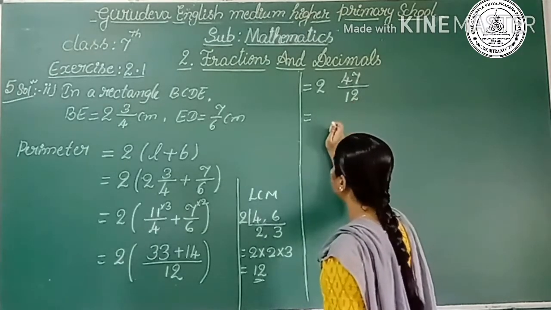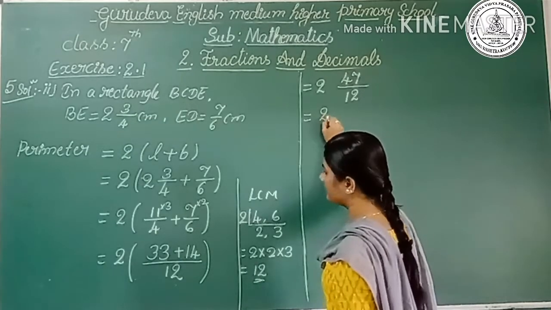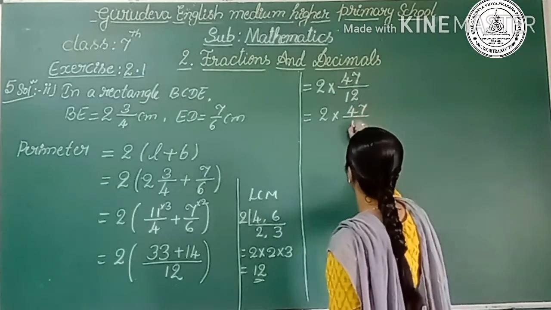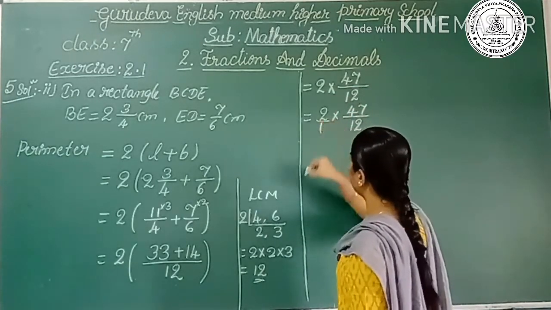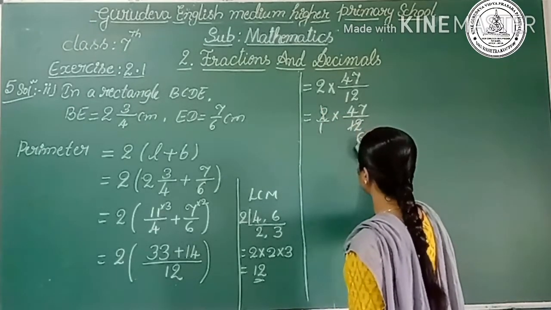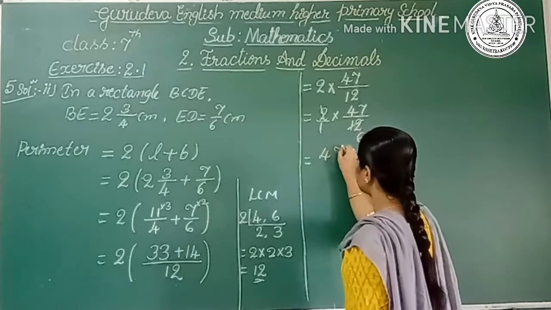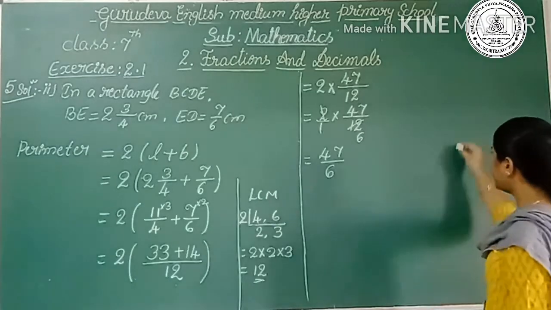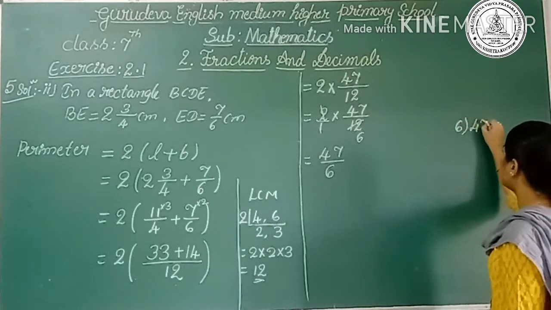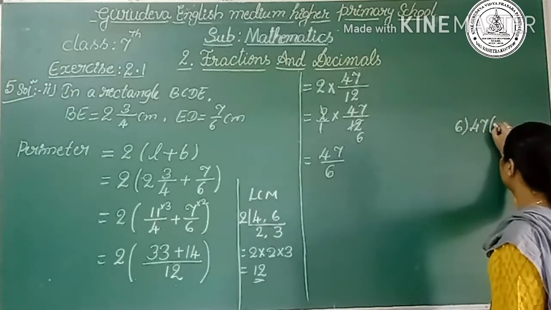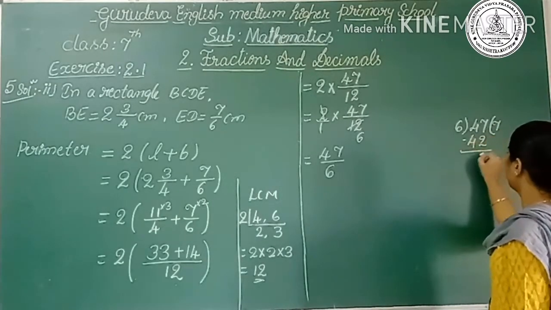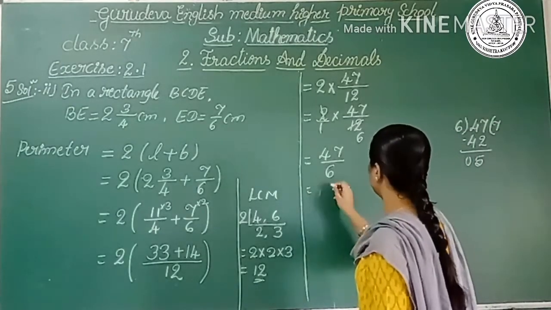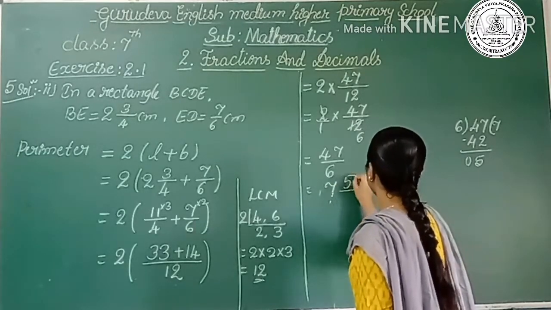So just cancel. Write it as 2 into 47 by 12. The 2 is in the numerator, so you may cancel: 2 ones are 2, 2 sixes are 12. We will get 47 divided by 6, which is an improper fraction. Write it as a mixed fraction by dividing 47 by 6. 6 sevens are 42, minus, remaining 5. So the quotient is 7 whole 5 by 6 centimeter.